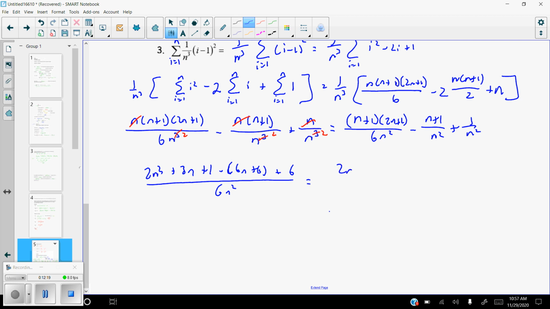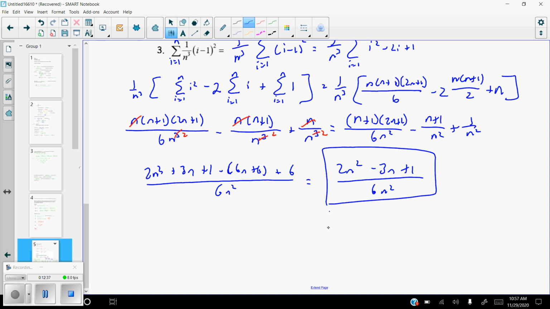So we're going to get 2n squared. I've got a 3n minus 6n, so that's minus 3n. We're going to have 1 minus 6 plus 6. So it should just give us plus 1 over 6n squared. And that is the sum.